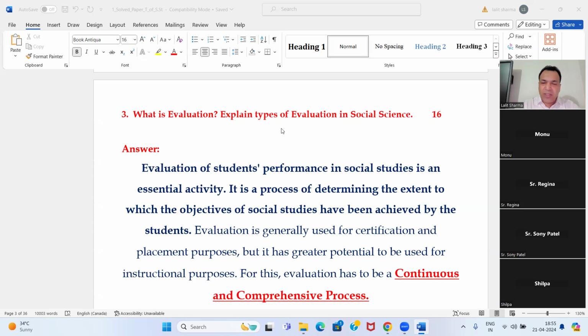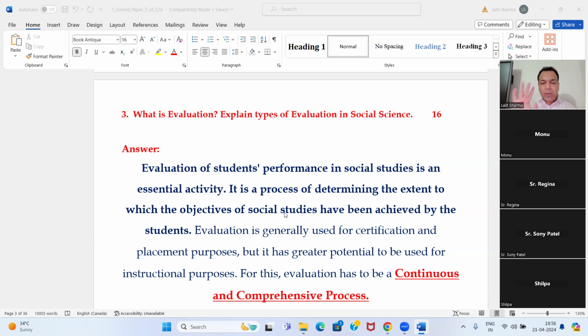So what the question is demanding, we discuss this question. What is evaluation? Explain the types of evaluation. Basically the question is this, right? What is evaluation and what are the types of evaluation? Irrespective of social science, mathematics, history, science, English, and others, we should have knowledge of the meaning of evaluation and types of evaluation.